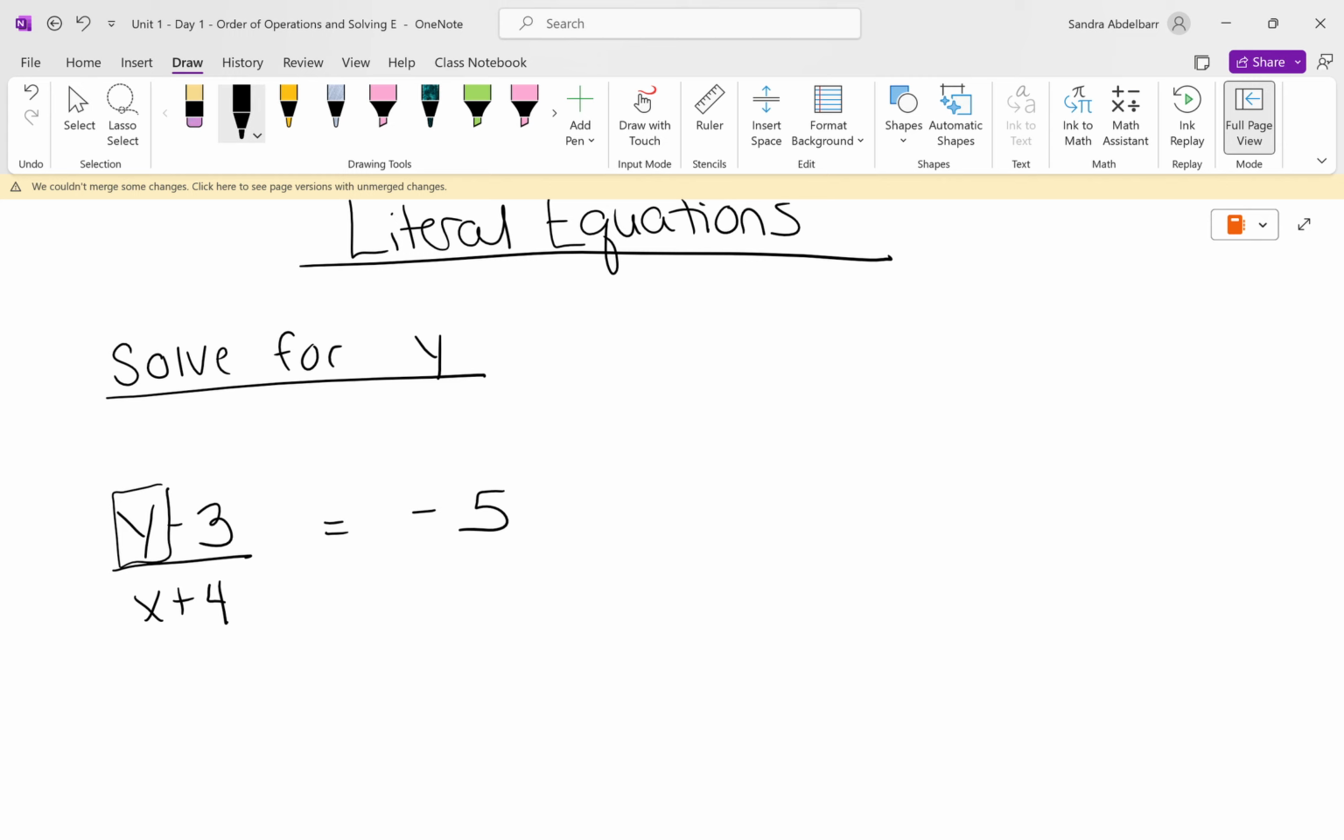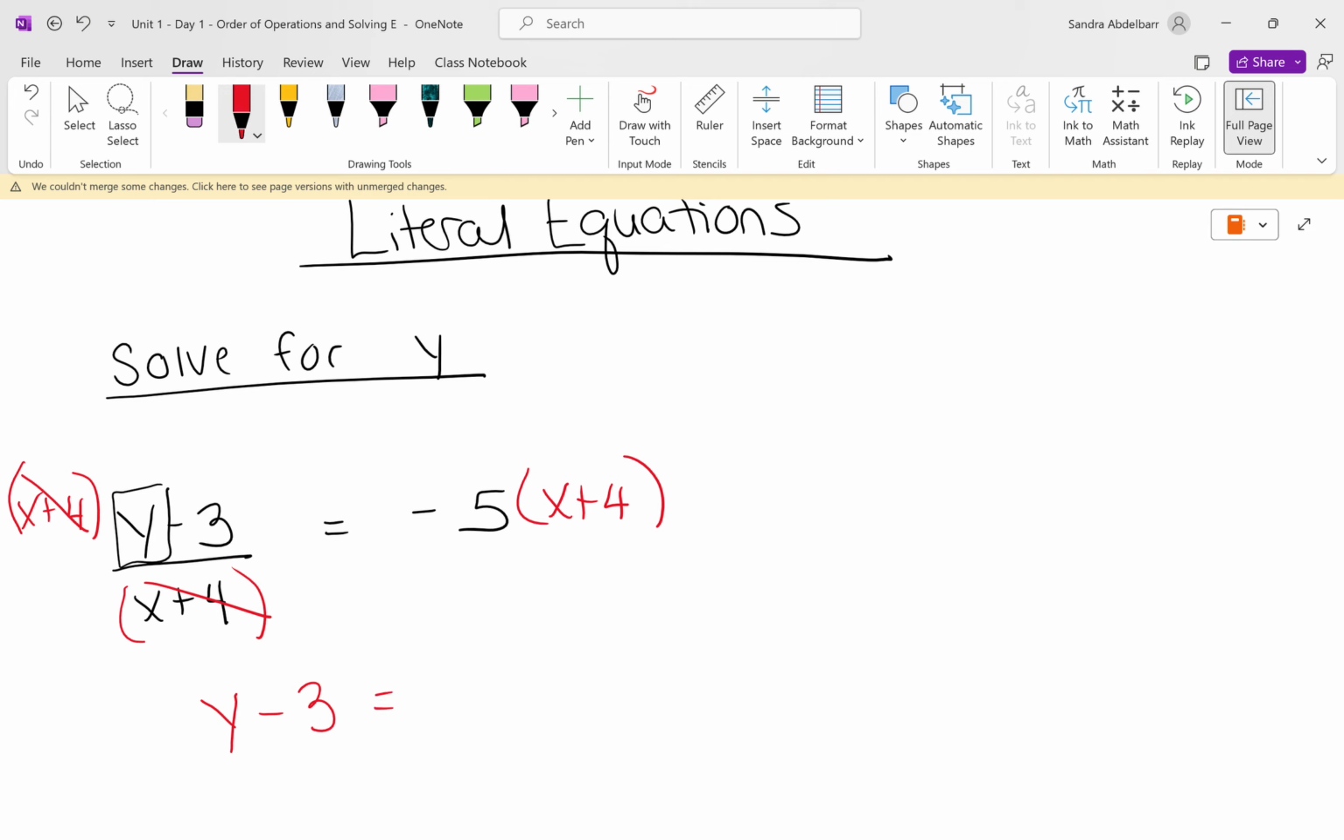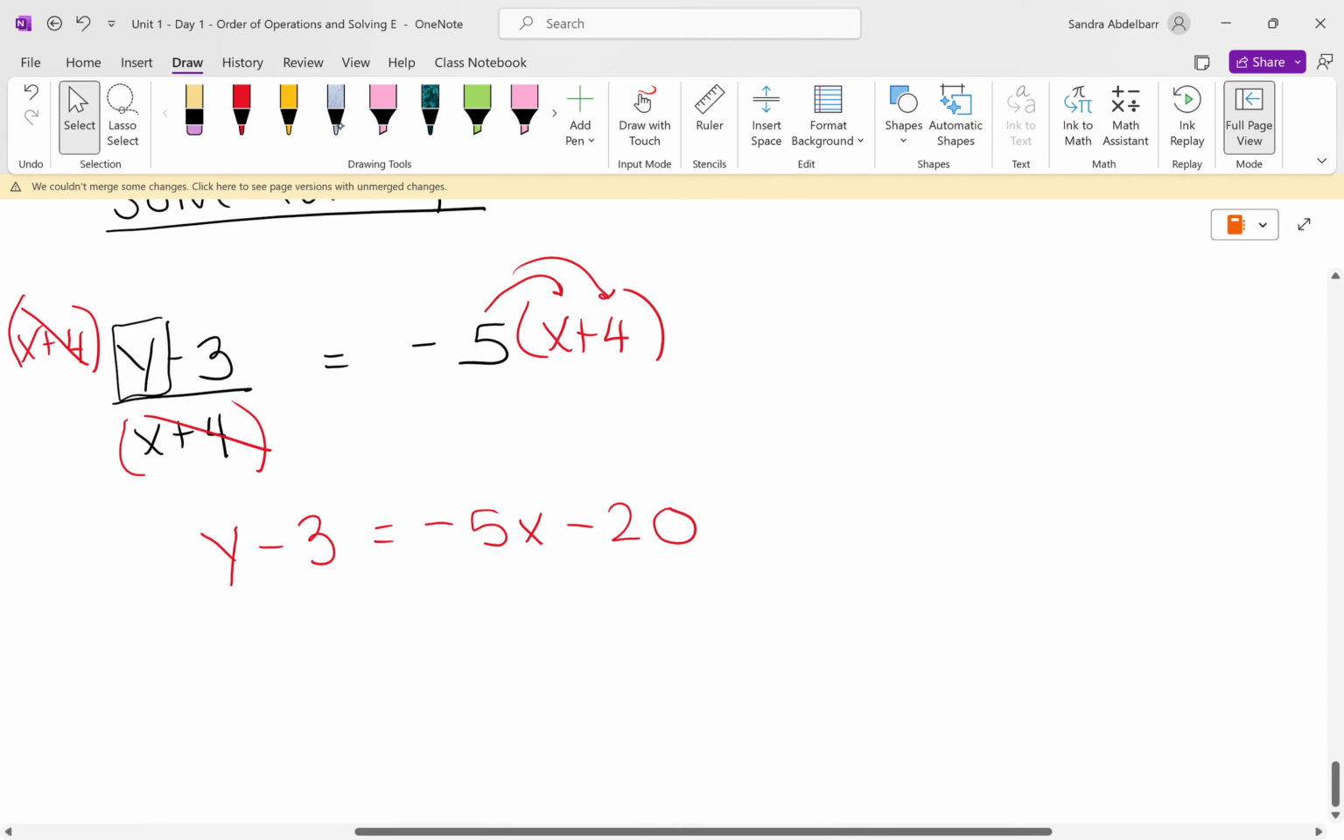So I need to get x plus 4 out of this left side. Right now, do we all agree it's being divided? That fraction bar means division. So to undo the division, we're going to multiply. So I'm going to multiply x plus 4 on both sides. And when I multiply the x plus 4 on both sides, the x plus 4's cancel on the left. So now you have y minus 3 equals negative 5 times x plus 4.